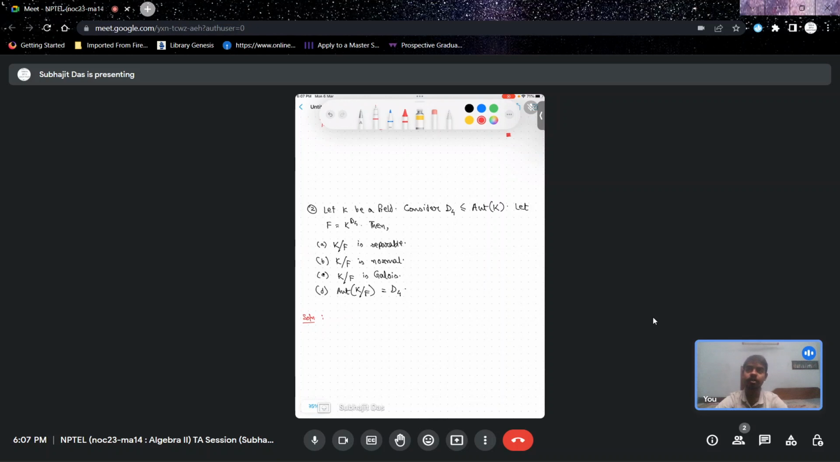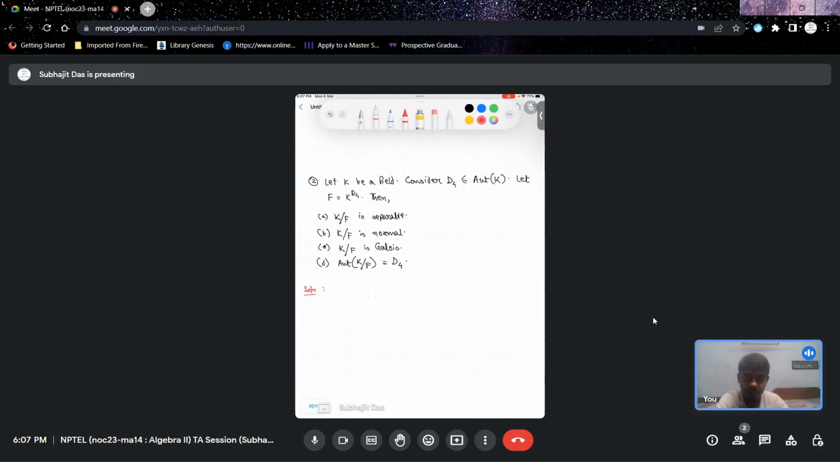Another equivalent way is this, that F should be equal to the fixed field of G in K, where G is some finite group of automorphisms of K. Okay, so any of these equivalent statements will work. So anyways, we need to figure this out. We need to work with the extension K over K power D4.